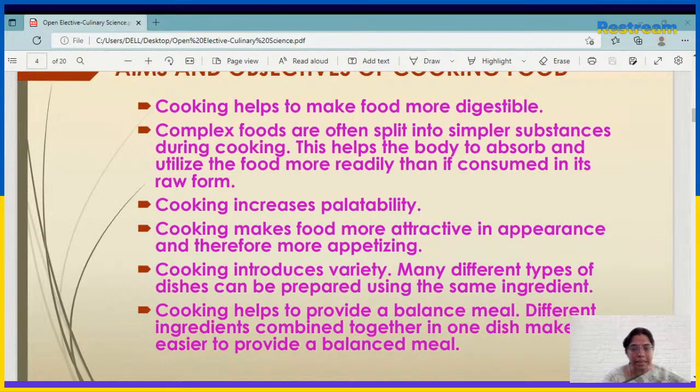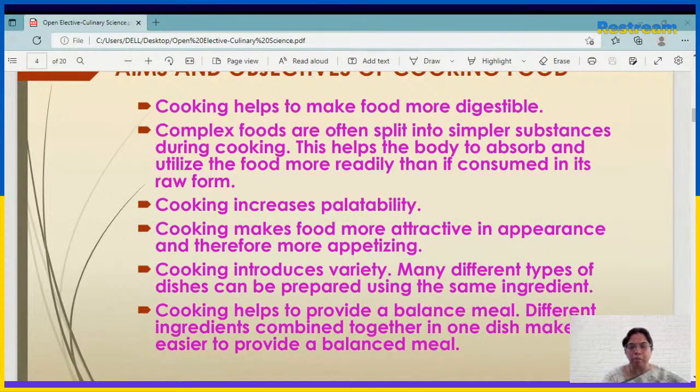Then cooking increases palatability. Palatability means easy to chew and eat. Then cooking makes food more attractive in appearance and therefore more appetizing. When it looks very attractive, you feel like eating it. Then cooking introduces variety, so many different types of dishes can be prepared using the same ingredient.